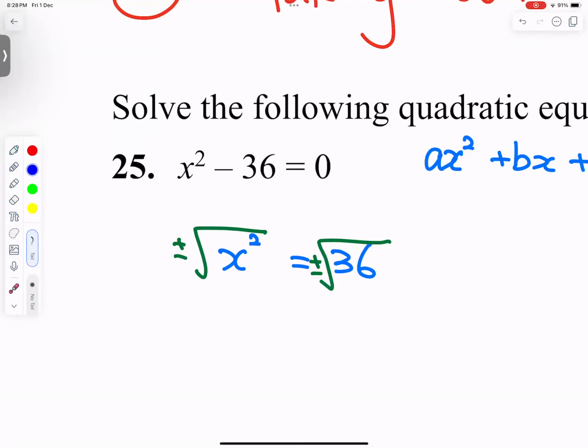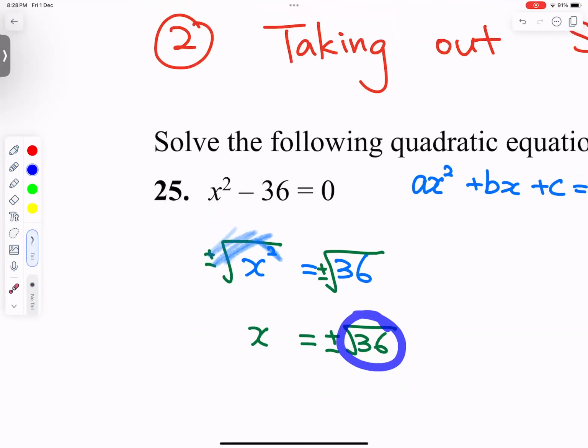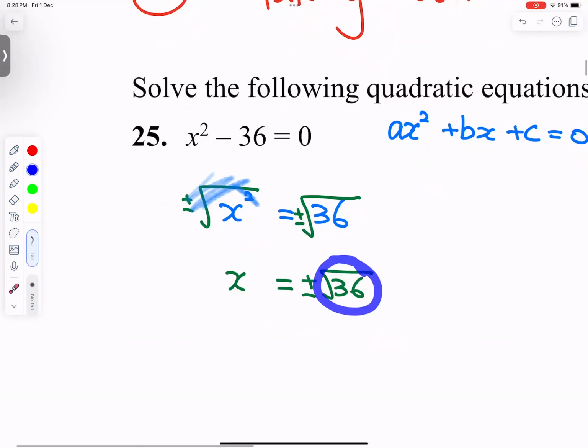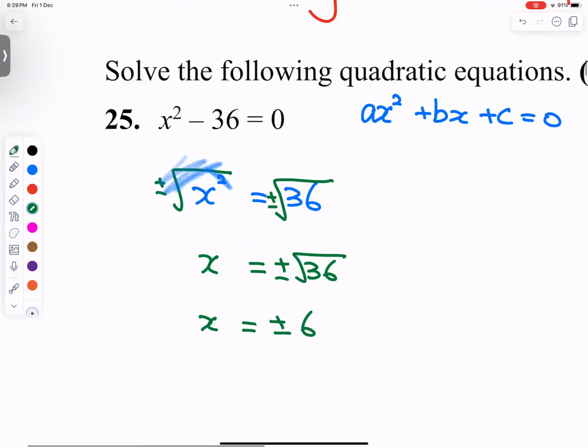And then what happens next is square root can cancel out square. Here, there is no square on this side, so you can't do anything with that. So you can cancel out the square root with the square. So you're just left with x equals to plus minus square root 36. You can try to click this in calculator, square root 36. What do you get? 6. Yeah. So x equals to plus minus 6.